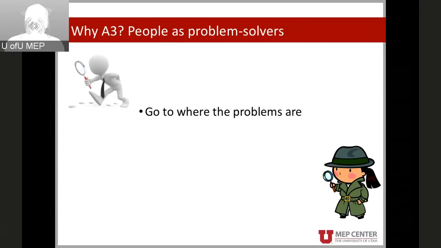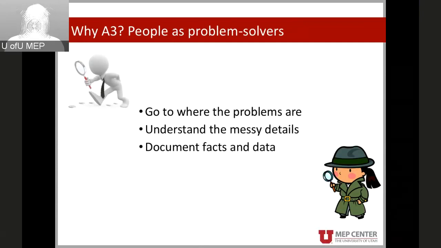So the folks that are working on the A3, they will actually have to go to where the problem is. They'll have to understand everything that's going on with that. And sometimes it can be a really messy, complicated, complex problem. And they'll need to document the facts and the data around that. So going and getting all those facts and that data about the problem before they begin to brainstorm possible countermeasures is really important. And you'll want all of that recorded on the A3, probably in some kind of chart or summary graph, but there you will record the information that you gather during your investigation phase.